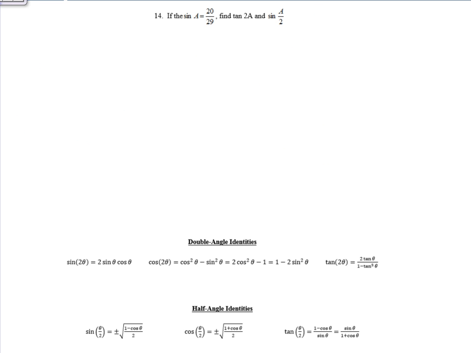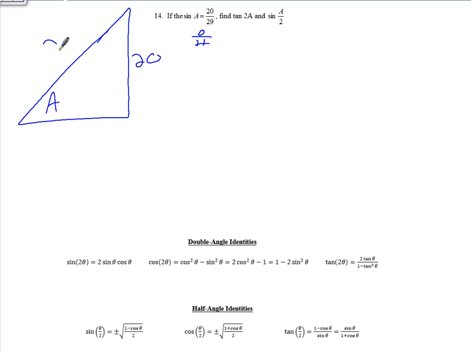These last types of problems are the right triangle problems when A is acute. So the first thing we want to do is draw a right triangle. This is my angle A. The sine, remember, is opposite over hypotenuse. So I have 20. My hypotenuse is 29.